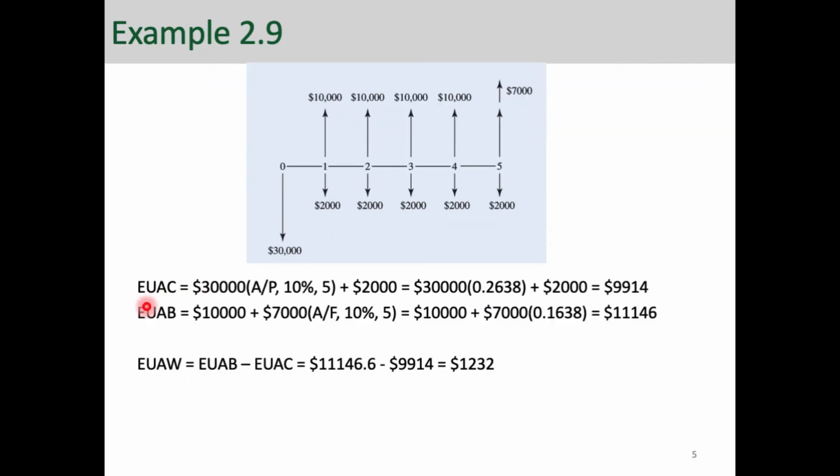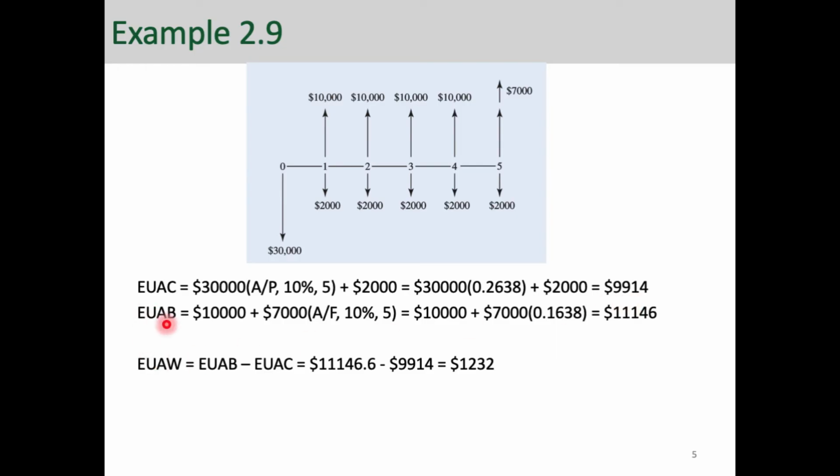So here we're calculating equivalent uniform annual cost, the negative cash flows, and that is $30,000 times A given P, 10% over 5 years. And A given P turns this one-time present value into an annual value for us, plus 2,000. And 2,000 is already in terms of annual value. So that will give us about $10,000 annual cost, uniform annual cost.